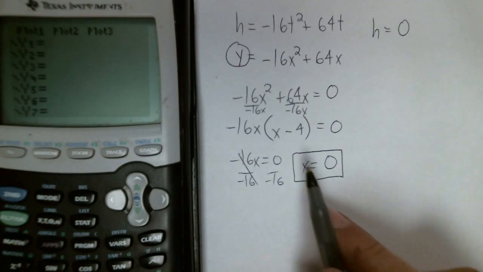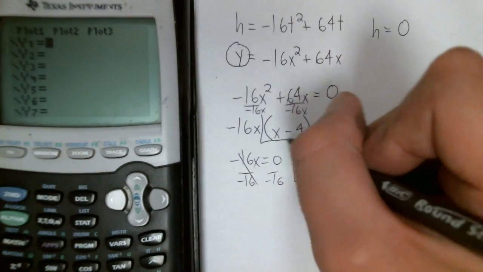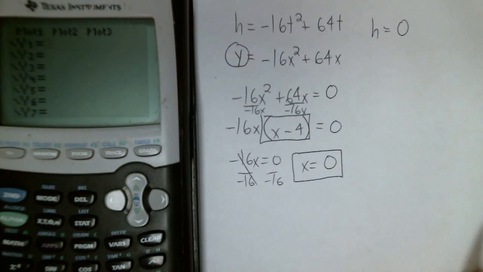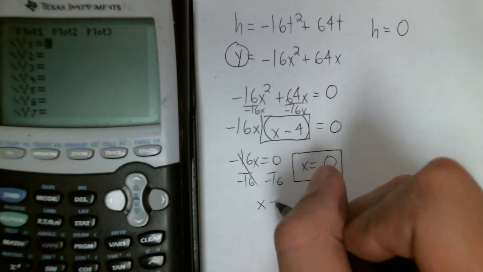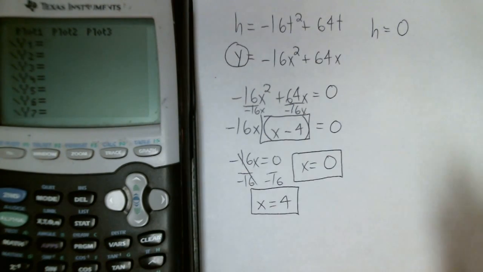Okay. All right, now if I set the other one equal to 0, if I set this guy equal to 0, what do I do with the sign? I flippy flip, right? So x is going to be equal to 4. So I get 2 different answers. I get 0 and 4, but we're talking about time here.